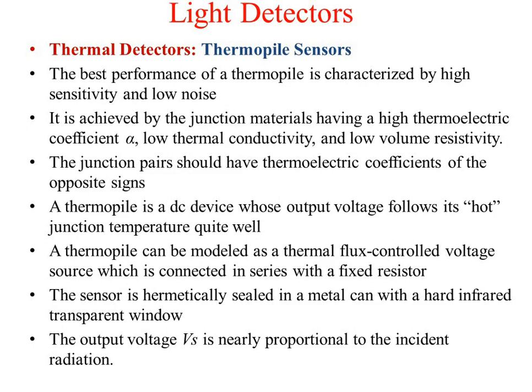Then it is achieved by the junction material having a high thermoelectric coefficient alpha, low thermal conductivity and low volume resistivity. So these are the characteristics we are supposed to achieve. What are they? High thermoelectric coefficient, low thermal conductivity and low volume resistivity. So the junction pair should have thermoelectric coefficients of opposite signs. That means one should generate a positive and the other should generate a negative.